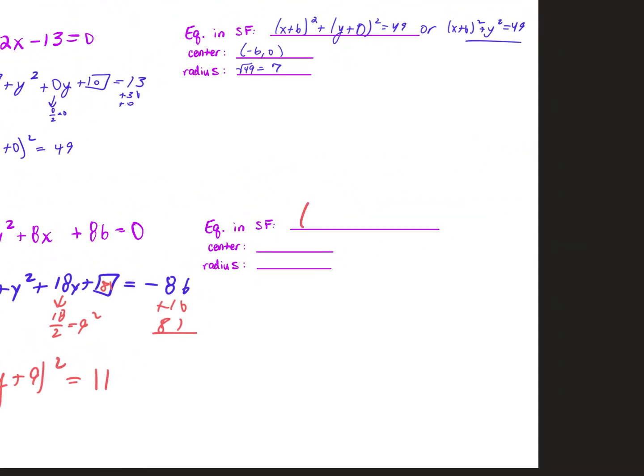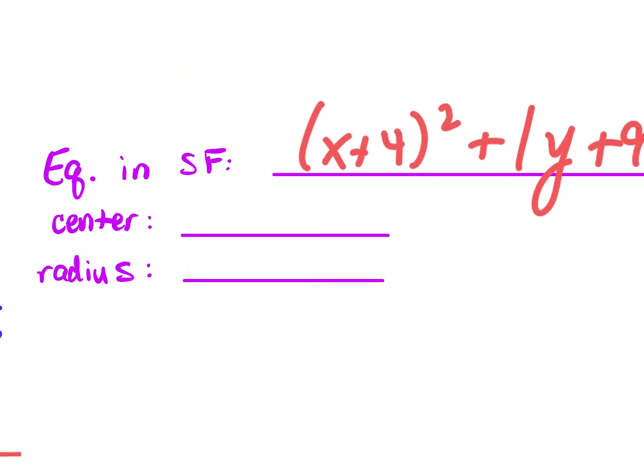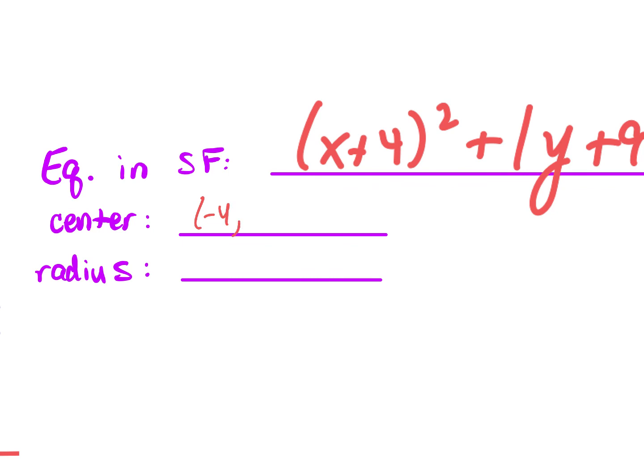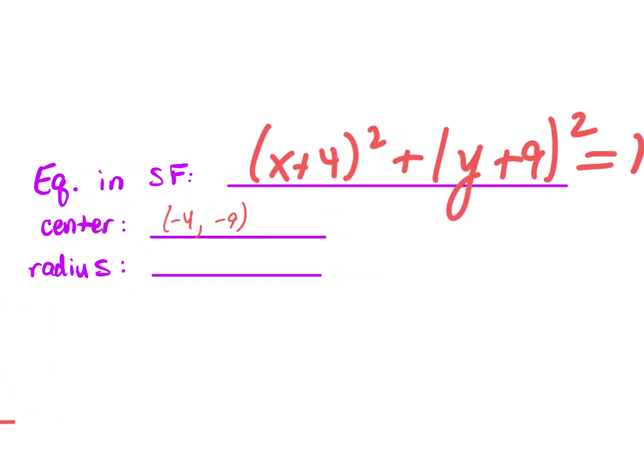X plus 4 squared plus y plus 9 squared equals 11. So what's my center? Negative 4, negative 9. It is negative 4, negative 9. Perfect. And then what's your radius, guys? Square root of 11. Can you break that down? No. No, so you just leave it.